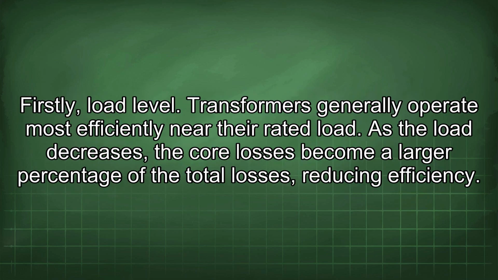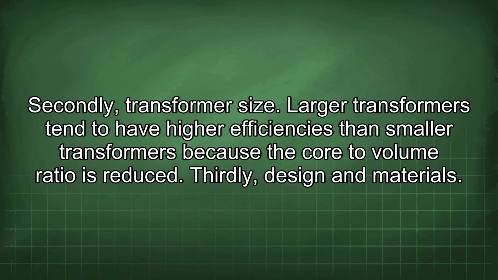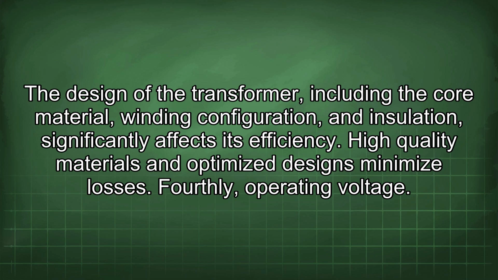Firstly, load level. Transformers generally operate most efficiently near their rated load. As the load decreases, the core losses become a larger percentage of the total losses, reducing efficiency. Secondly, transformer size. Larger transformers tend to have higher efficiencies than smaller transformers because the core-to-volume ratio is reduced. Thirdly, design and materials. The design of the transformer, including the core material, winding configuration, and insulation, significantly affects its efficiency. High-quality materials and optimized designs minimize losses.